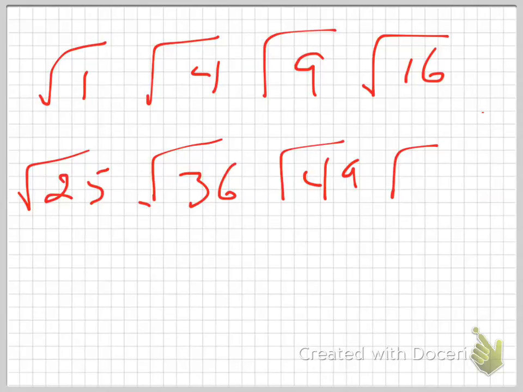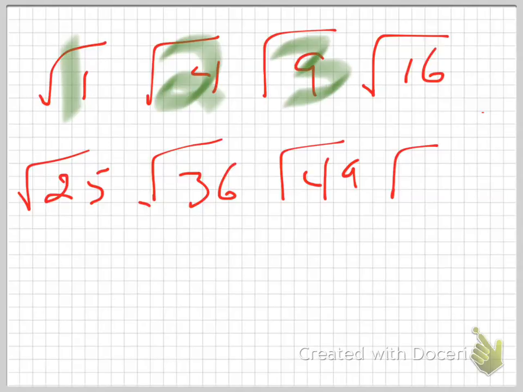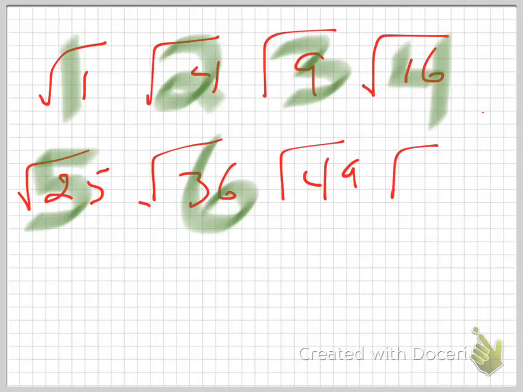What's next? Notice this. Stop. What's the pattern? Do you recognize the pattern? What's the square root of 1? Square root of 1 is 1. The square root of 4 is 2. The square root of 9 is 3. The square root of 16 is... Square root of 25 is... Square root of 36 is... Square root of 49 is... Square root of 64, right?